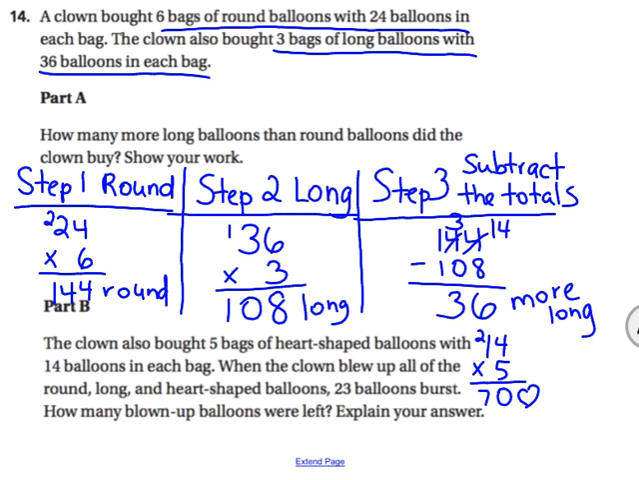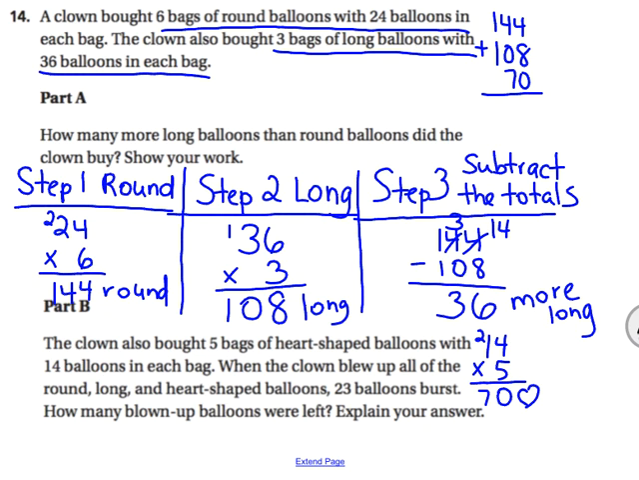So I would have to take away the 23. So let's do the steps. I might have to show my work because there's no room on this page, and I'm so sorry. I might have to continue the work up at the top of the page, so just follow me, okay? So I'm going to take the 144 round, the 108 long, and the 70 heart, and I'm going to add them together so I can get a total of all the balloons, okay?